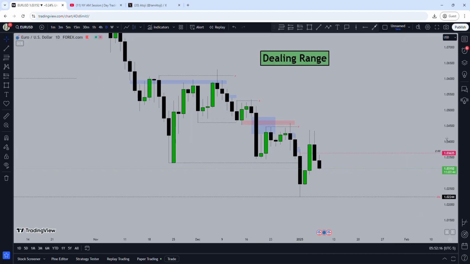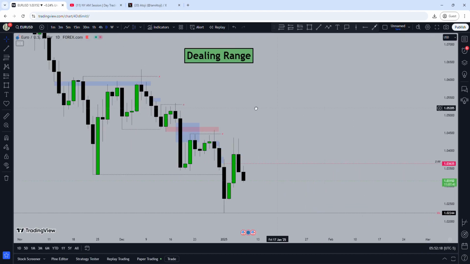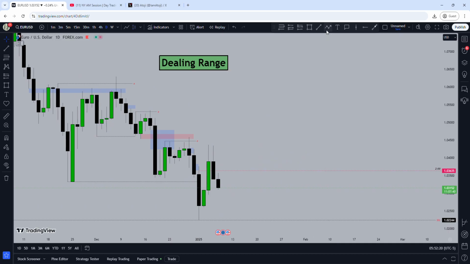So yeah, dealing range. What is a dealing range? A dealing range is a range that took out a previous high or low in the direction you're expecting markets to head towards. So it's something like this.